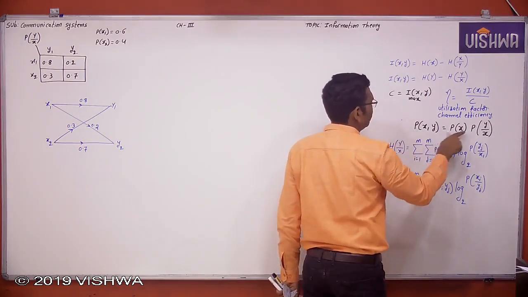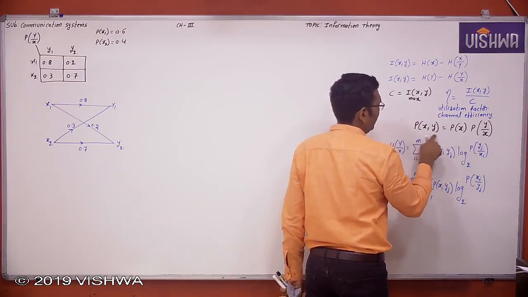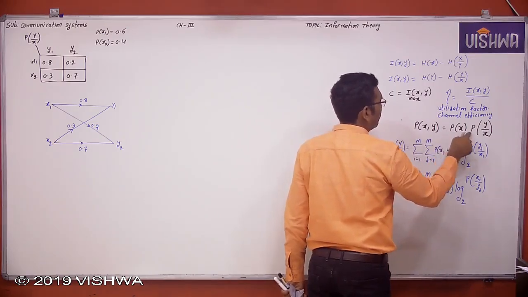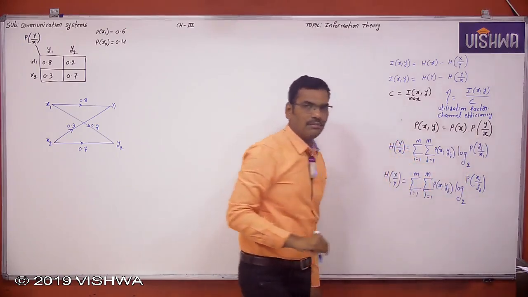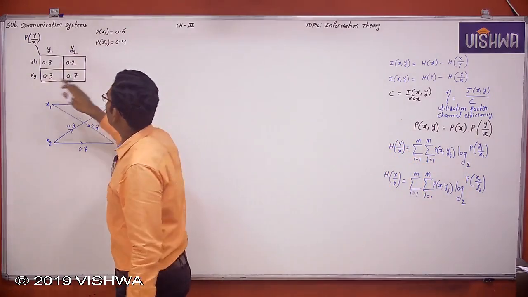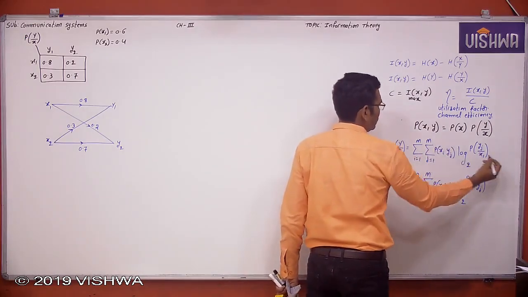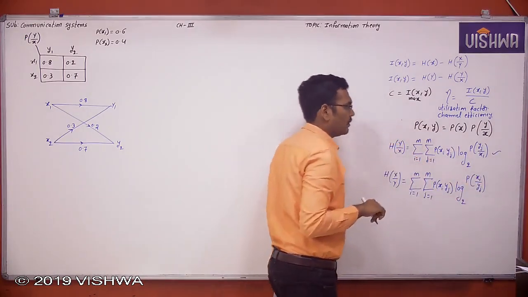To find the joint probability, right? Now this is the joint probability P of X comma Y, which is equal to P of X into P of Y by X. P of X is available and P of Y by X is available. So it is better to go for this formula instead of this, right?